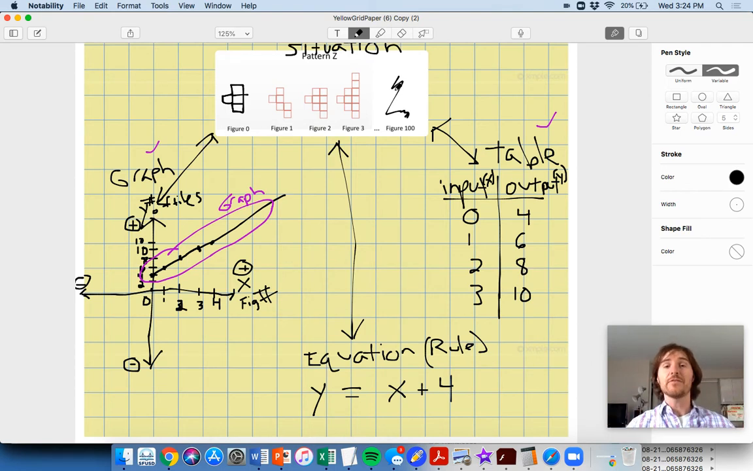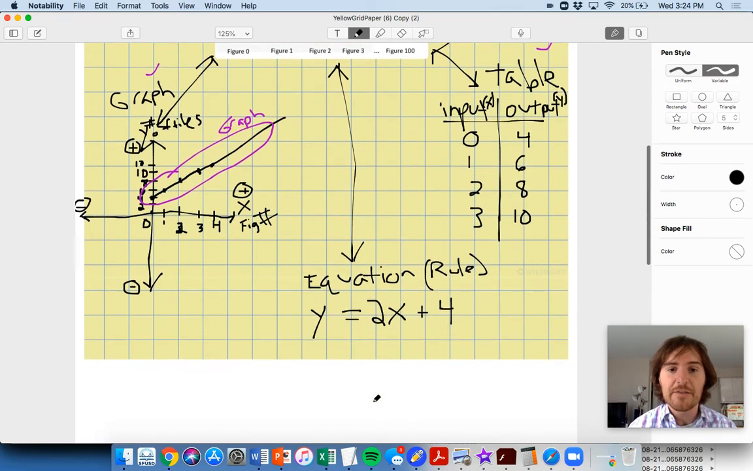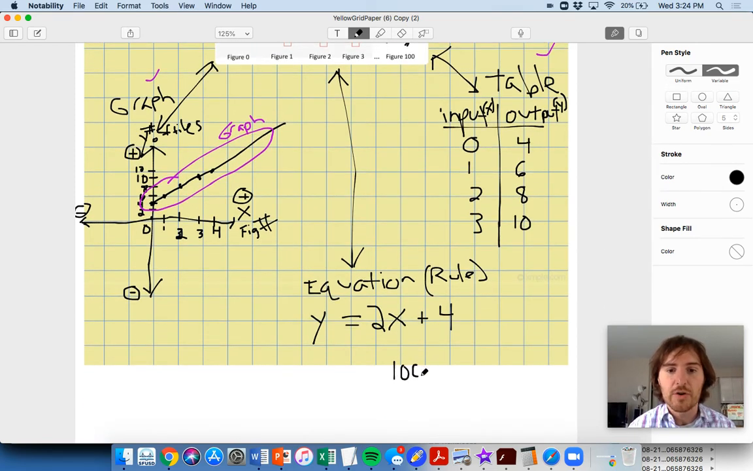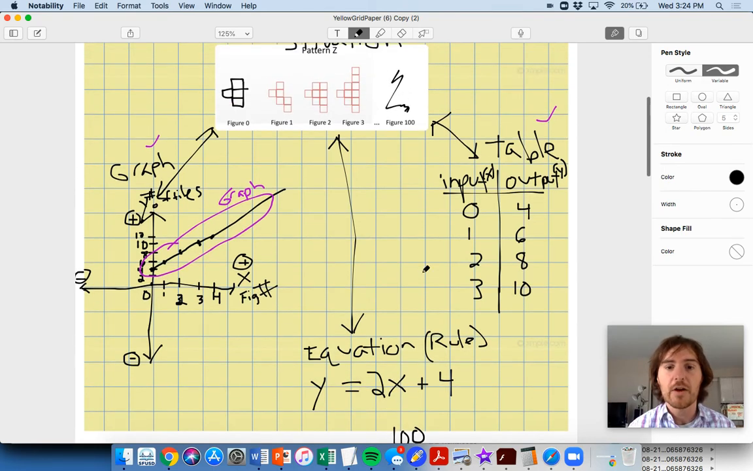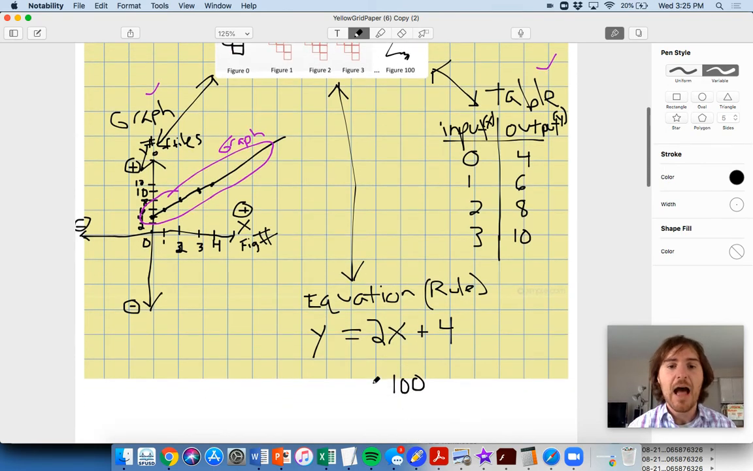Well, how many times have you changed to get to figure 100? We changed 100 times. How much is it changing every single time the figure number goes up by 1? It's going up by 2. Look, in the table here, we can kind of see this. We go from 4 to 6, 6 to 8, 8 to 10. Every single time the figure number increases by 1. So what I'm going to put in front of this here is the number 2.